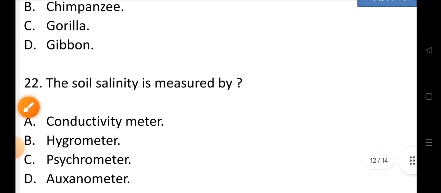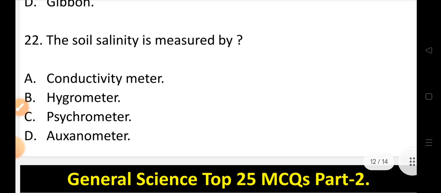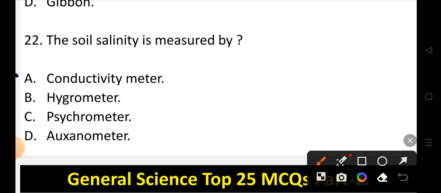Now let's move to question number 22. The soil salinity is measured by, let's look into the options. Option A conductivity meter, option B hygrometer, option C psychrometer, or option D oxanometer. So soil salinity is measured by, the correct option is option number A, that is conductivity meter. So soil salinity can also affect the production of the crop. So because of this only it is tested. So it is measured through conductivity meter. So A is the correct option.